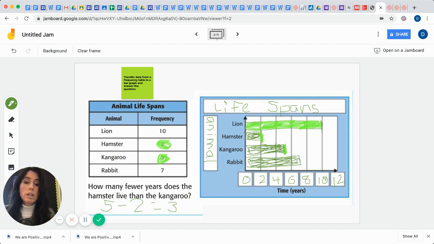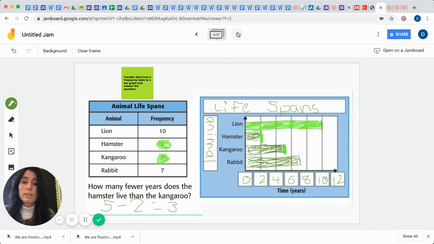And then if I wanted to come over here, I could just use the bars to count. So I would go from here to here, and I would say, okay, the kangaroo lives 2 plus 1 is 3 more years than the hamster. So that's two different ways of looking at how I can answer questions that have to do with my bar graphs.